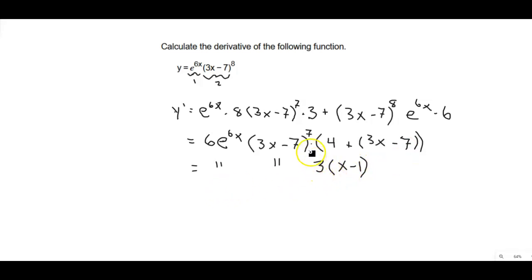And then finally, 3 is now a factor of the entire thing, so we can pull it out front, giving us the 18, because 3 times 6 is 18, e to the 6x times 3x minus 7 times that last x minus 1 there.